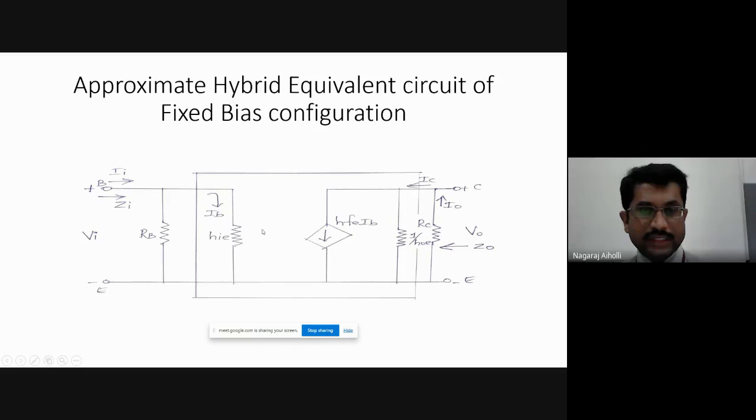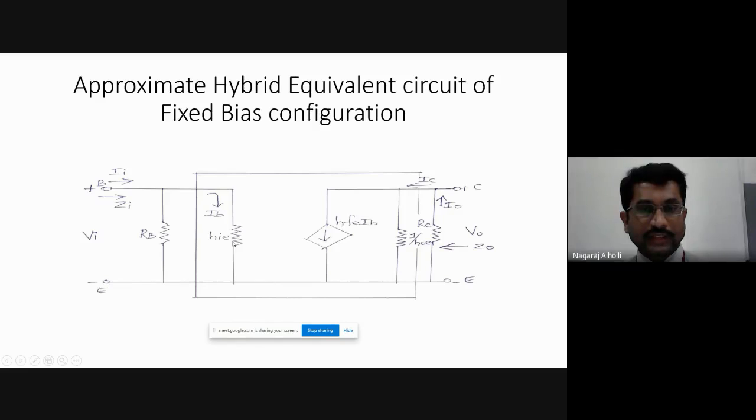In hybrid model, it is HIE. In RE model, it will be beta RE. So HI is nothing but beta RE. What is beta? It is HFE. So HIE is equal to beta RE, or HIE is equal to HFE into RE.